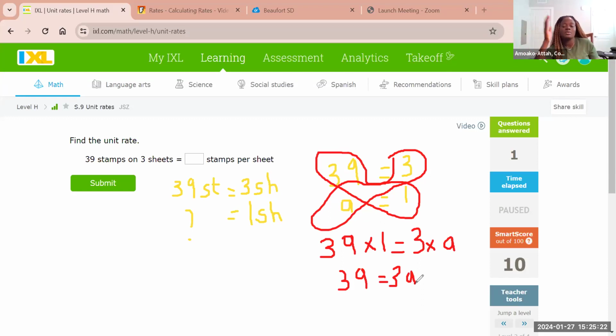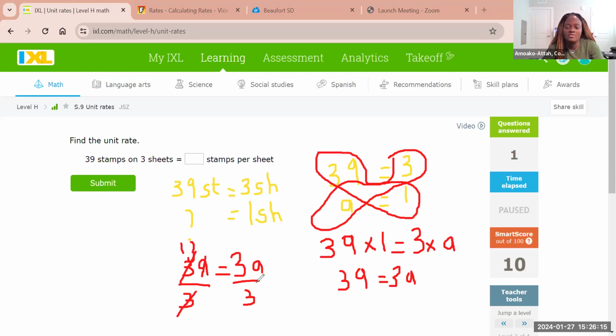Okay. So how do we find our A? Because we have a number with a variable. How do you get rid of the variable? You guys know this. We have to divide both sides of the equation by the coefficient of the variable. We have 39 equals 3A, and the coefficient is 3, because that is what is attached to the variable. So divide by 3, divide by 3. Whatever I do to the left hand side, I do the same thing to the right hand side. So the 3s cross out, and 39 divided by 3 gives us 13. So now we have A equals 13.